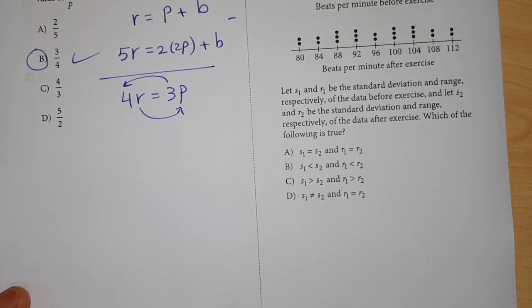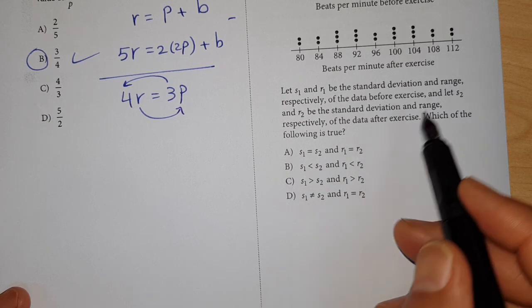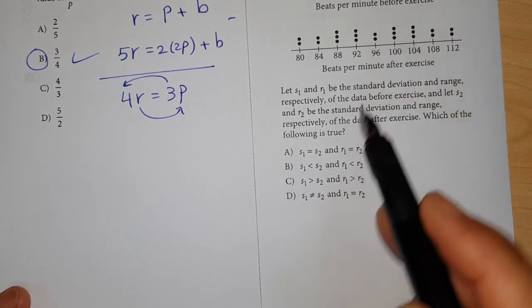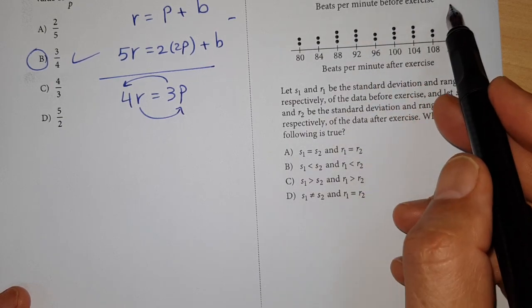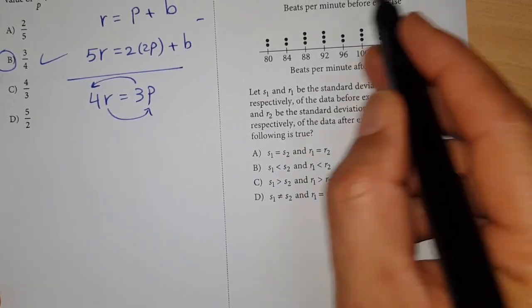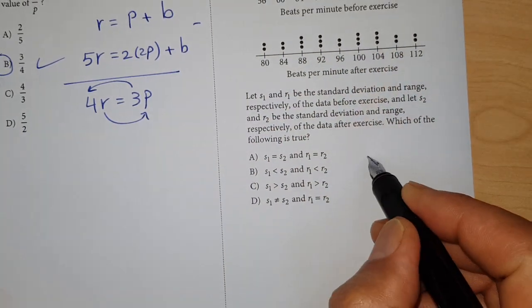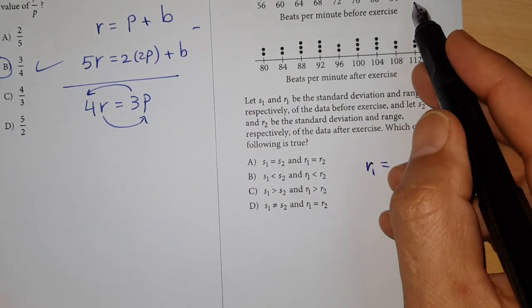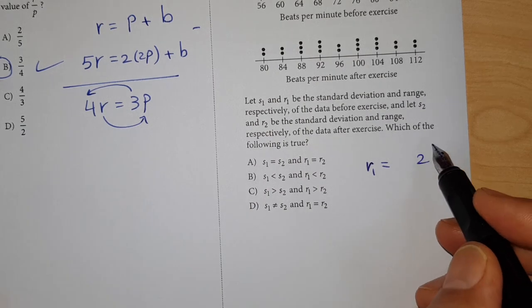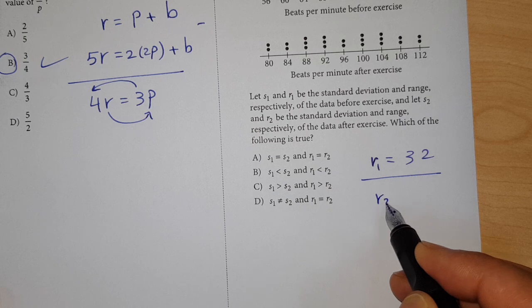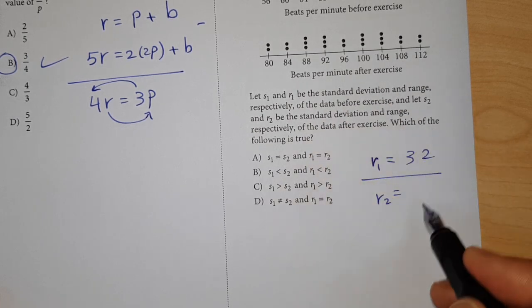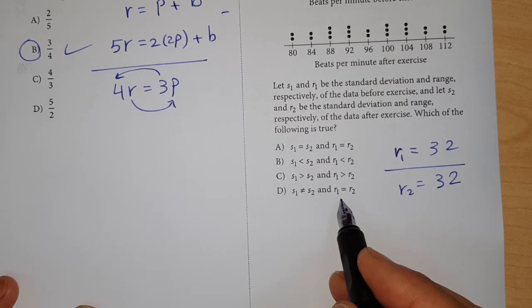Of course, standard deviation is not the same. I have S1 more than S2, but here R1 more than R2. Let me check the range. The range is the highest value minus the minimum value. Consider R1 is equal to 8 minus 6 equals 2, and 8 minus 5 is equal to 3. The range 32. The range 2 is 112 minus 80, also 32. So the ranges are equal.